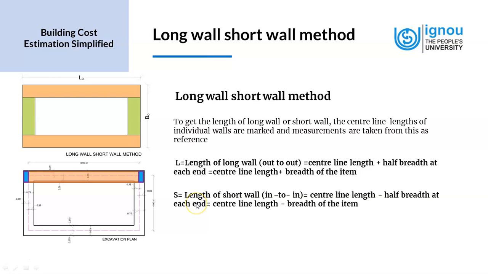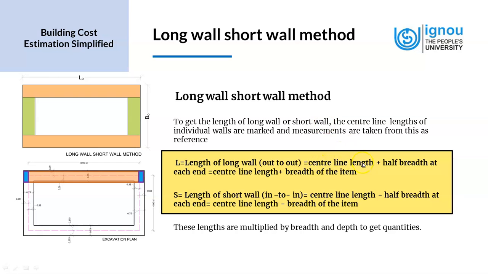So we have to subtract it from the central line length. In the case of the short wall, length of short wall in to in is equal to the center line length minus half breadth at each end, which is equal to center line length minus breadth of the item, one breadth of the item. After we get the long wall and short wall measurements, we take the formula as we saw earlier, which is length into breadth into height. The short wall length into breadth into height gives the volume, and the same is followed for the long wall. This formula is very important, length of long wall and length of short wall. That is something that we need to keep in mind.